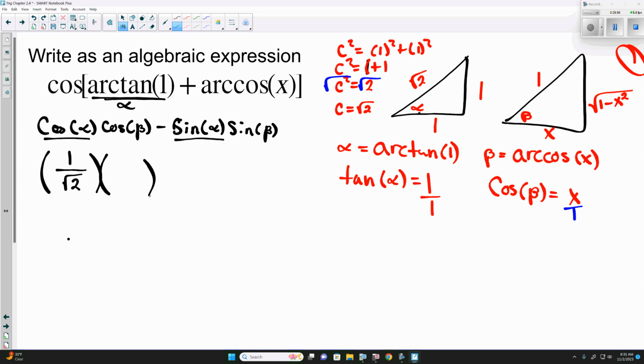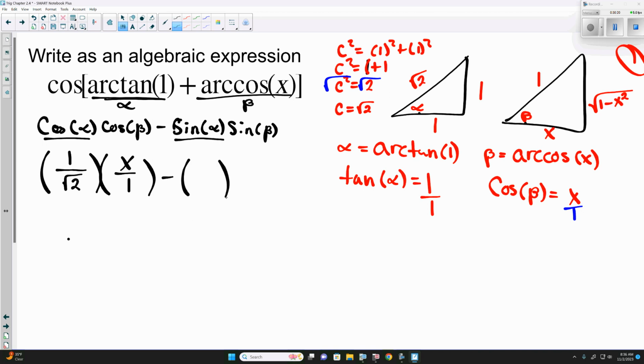Cosine of beta. Arc cosine of x was our beta, so we do have a triangle over here for beta, which is x over 1. Which if we applied the normal formula, cosine of arc cosine of x, gets us x over 1, which is just x. So that kind of worked out the way it should.